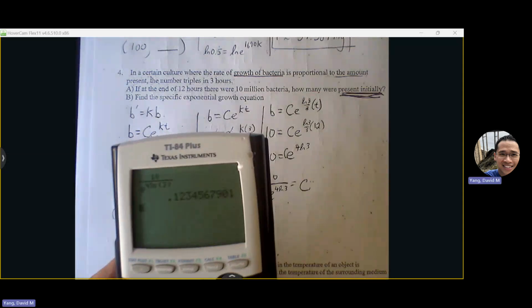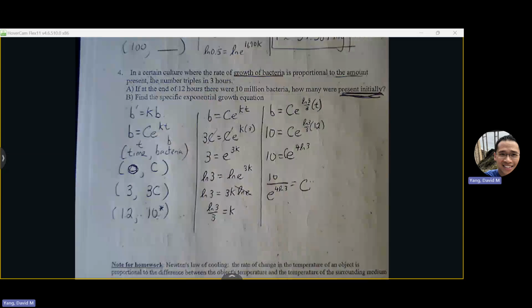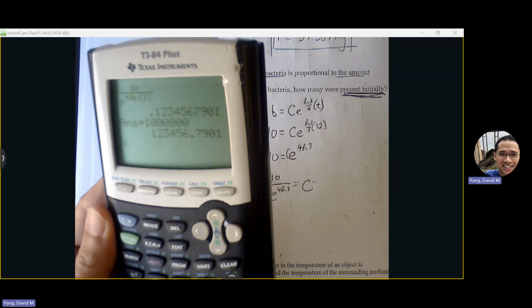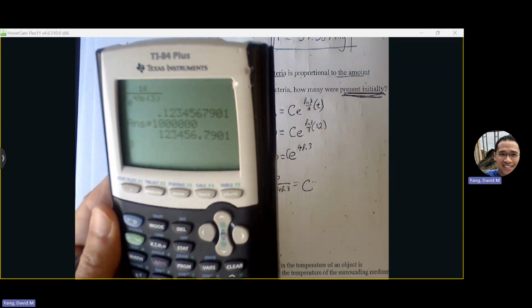I got 0.1234567, so multiply that by 1,000,000. So 123,456.